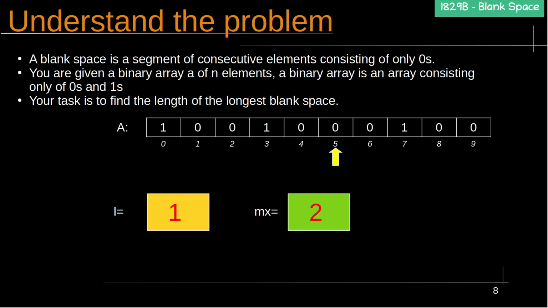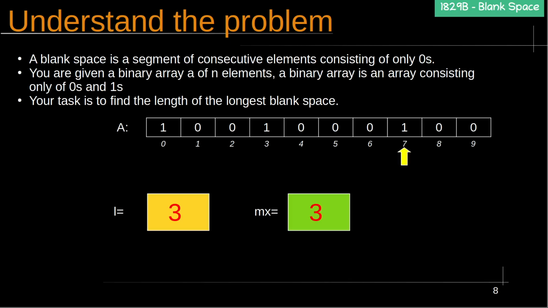We go to the next position, we have a blank space. Also we have 2, so the maximum is still 2. Now we go to the next position, we have a 0, so the length of that sequence is 3. Now the maximum will change because we have found another blank sequence larger than the previous one. So we have to update the maximum.